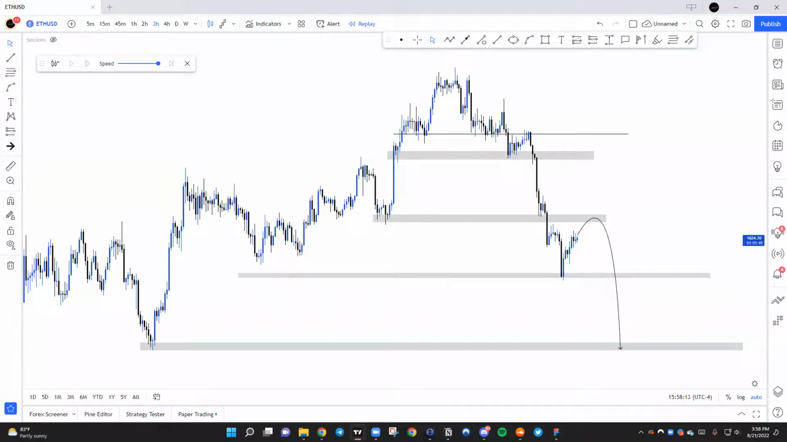Do you consider candles before entering a trade, like bullish or bearish engulfing? Nah.